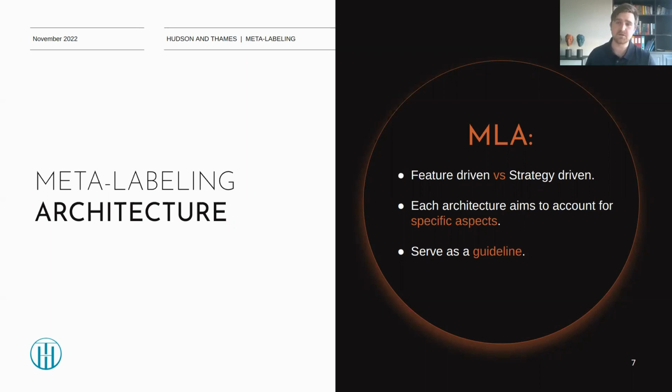So we built each architecture to account for specific aspects. Some would focus on the evaluation statistics, others focus on the market state and regime-related features. And then finally, we wanted these architectures to serve as a guideline for people to use, as well as to expand on the ideas.